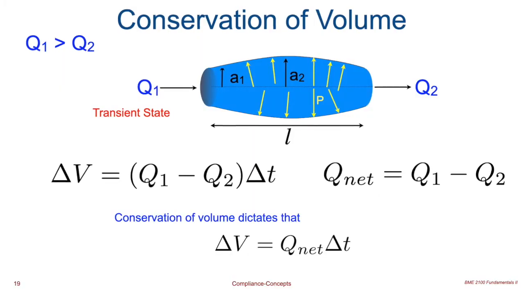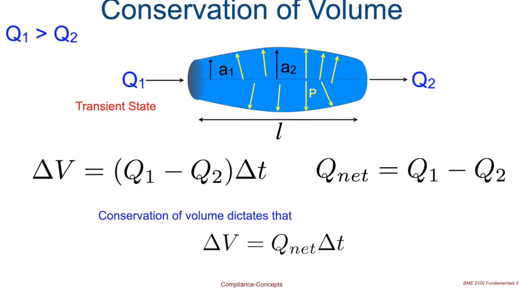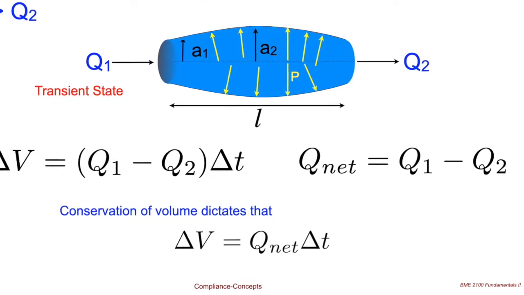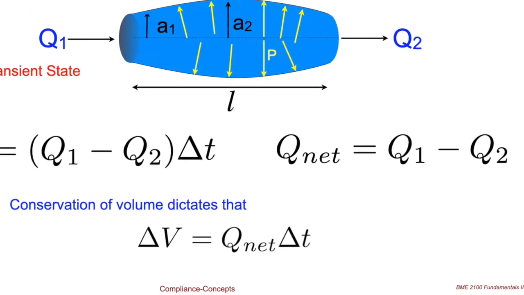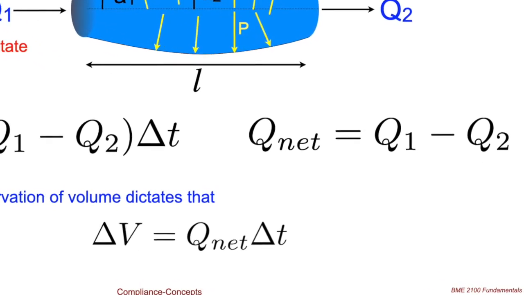And we're using the fact that we have a net flow. We've used that net flux notion before. This is the same thing. It's the difference between Q in and Q out. And so we can rewrite this as change in volume is the net flow times the incremental time at which that net flow is not 0.